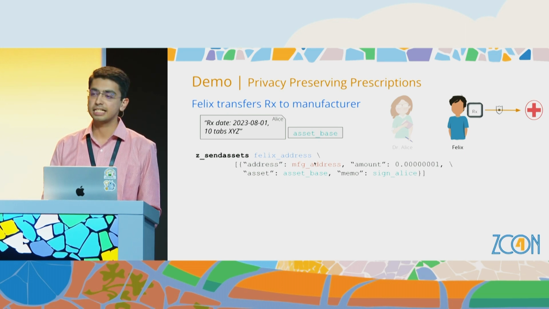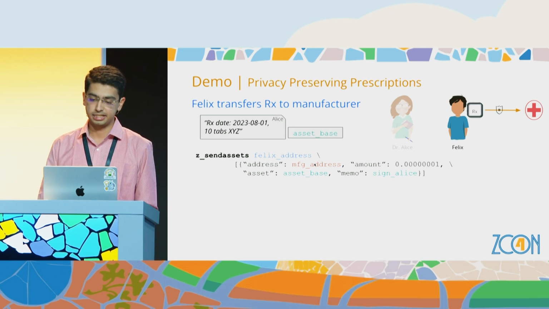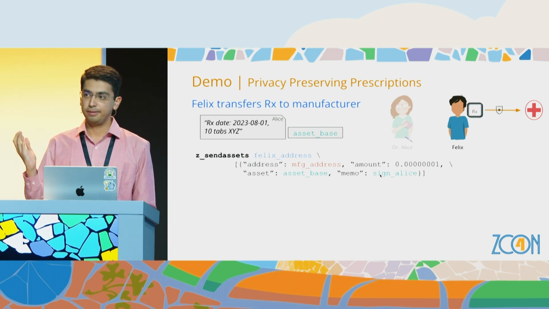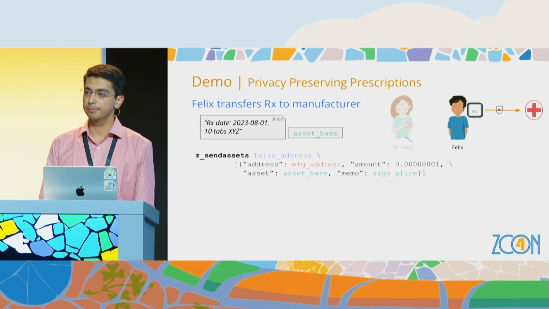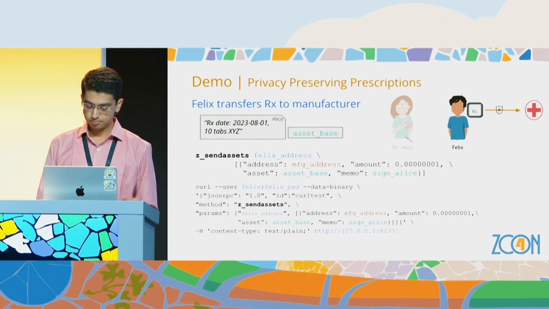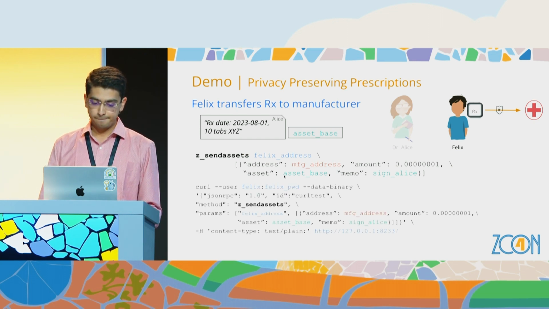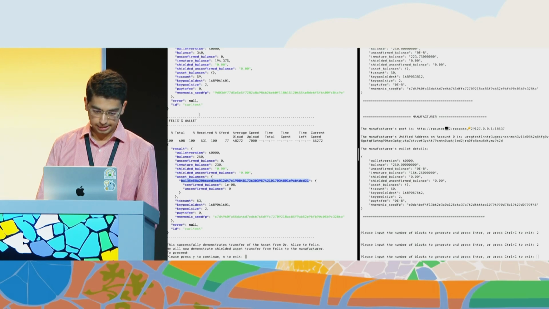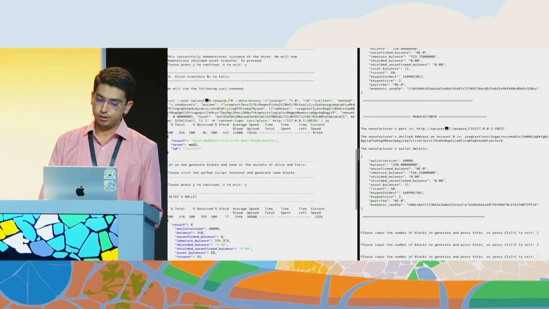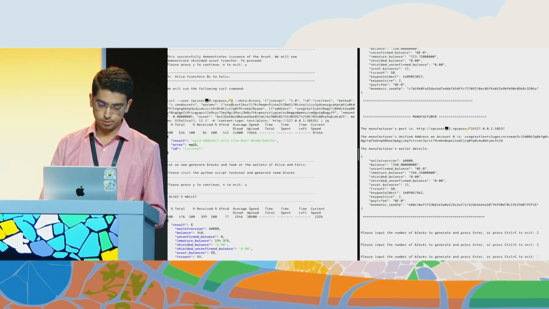So it's Felix's from address. The manufacturer's address is the to address, and same amounts. And Felix just repeats the signature that Alice gave him. You can probably have additional information sent as well in the memo, but this is the bare minimum that's needed for this. So curl command, again, pretty much the same. I guess I didn't mention that the user ID also changes, and as per the demo, it gets picked in this particular manner, with RPC user 0, RPC pass 0 as the username and password.